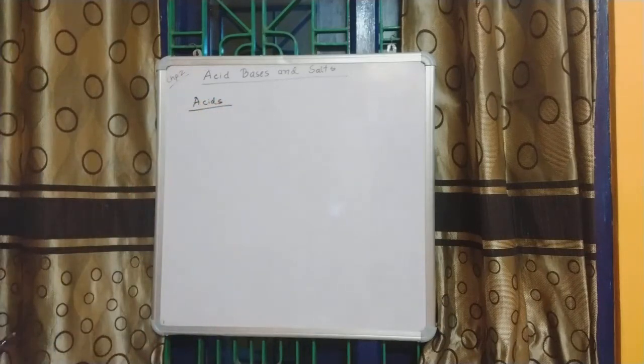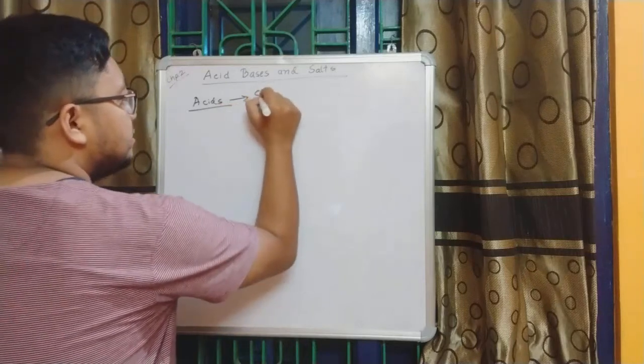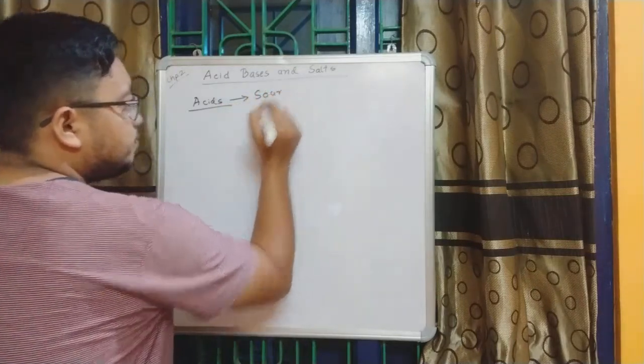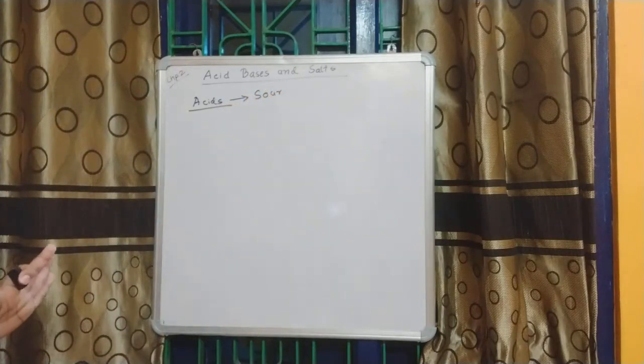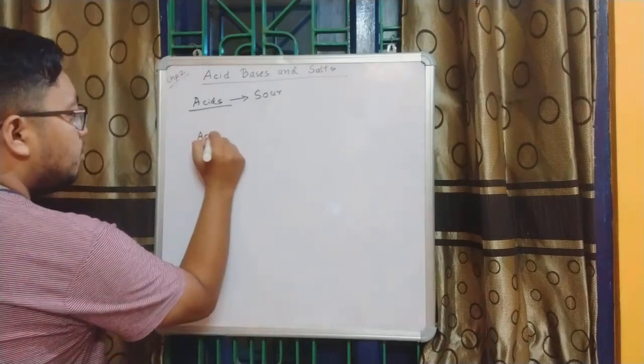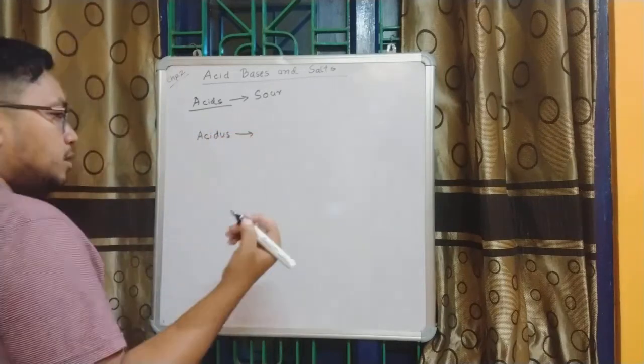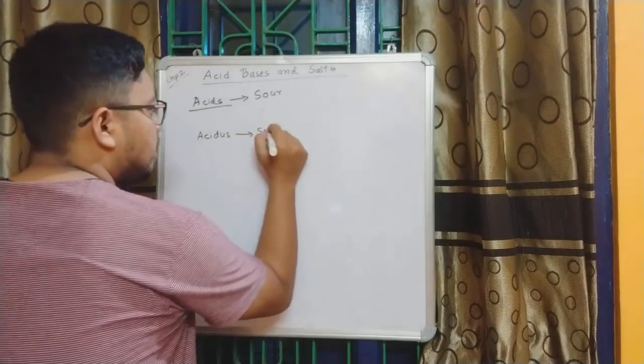When we talk about acid, the first thing that comes to our mind is that acids are those substances which taste sour. Correct? This is the first thing that comes to our mind. Acids are those which taste sour. And the word acid came from a Latin word acidus, which literally means something which tastes sour.